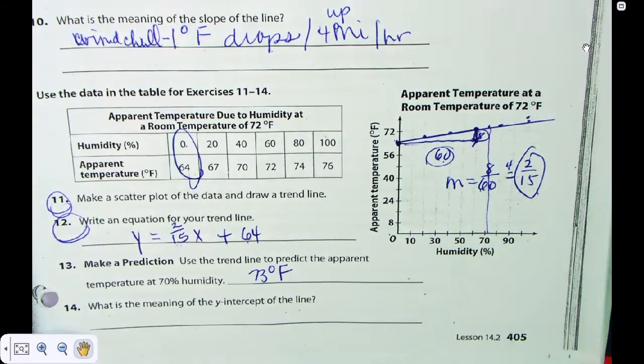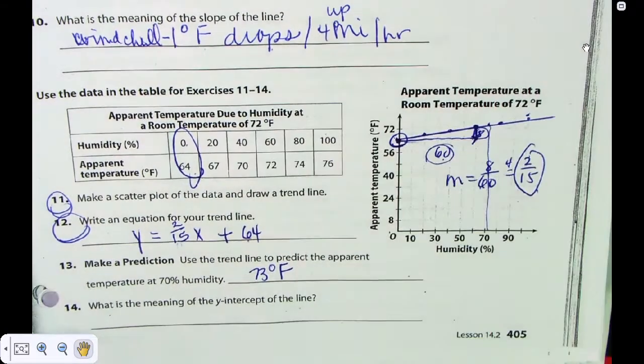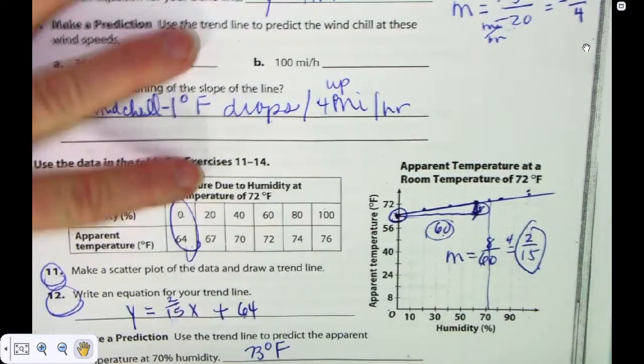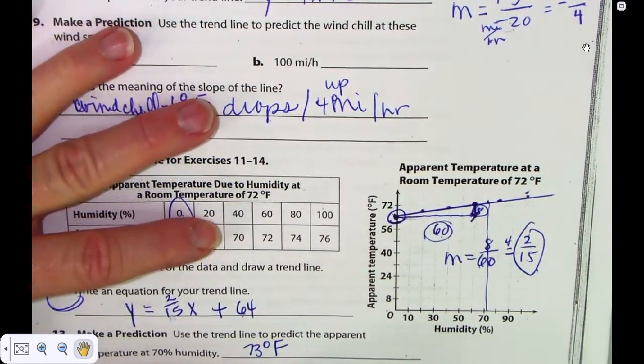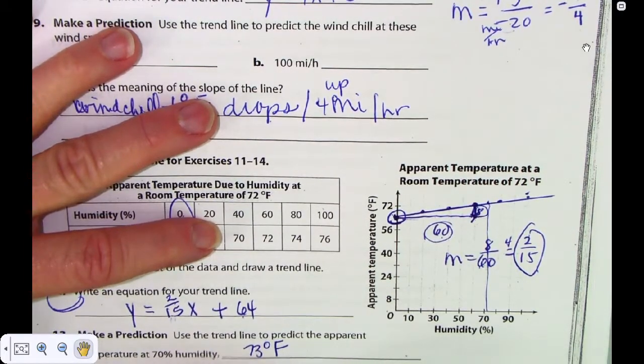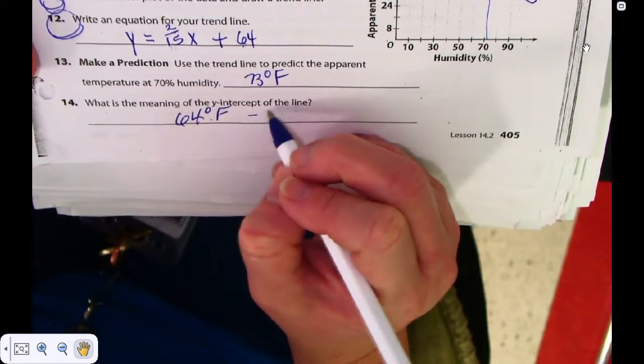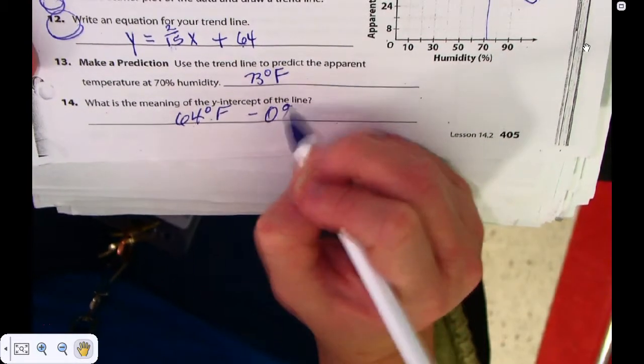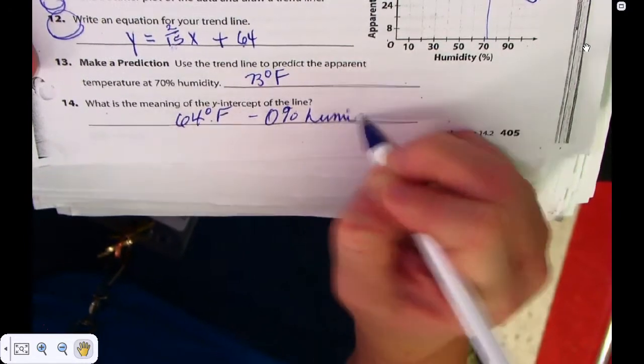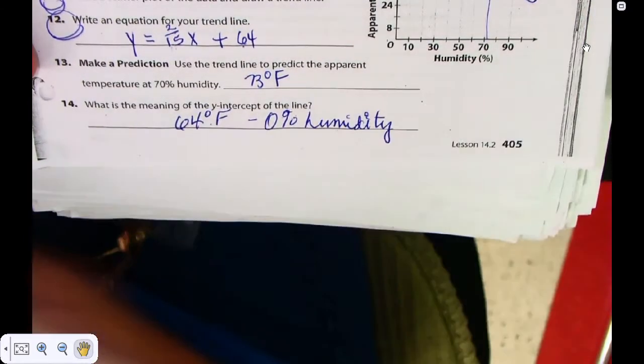Okay, what is the meaning of the y-intercept on this line? What does that y-intercept tell us? Okay, so if it's 64 degrees Fahrenheit, why am I saying 64 first? Because it's on the y. Remember, y over x? So let's just get used to that. So that's fine. 64 degrees Fahrenheit is going to be 0% humidity.